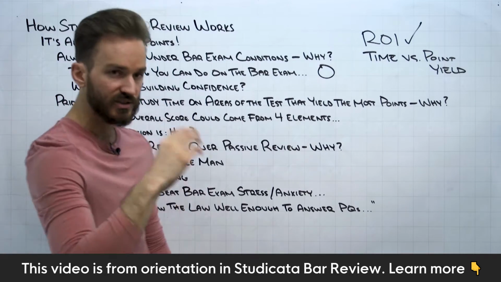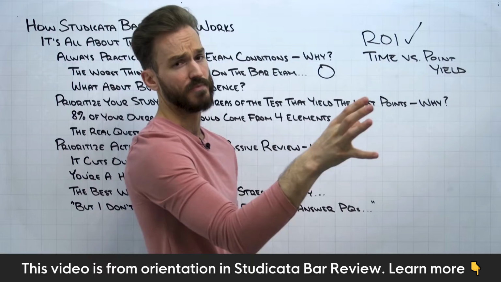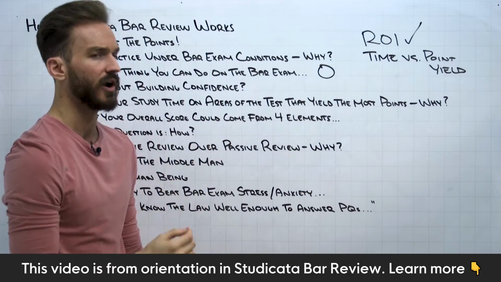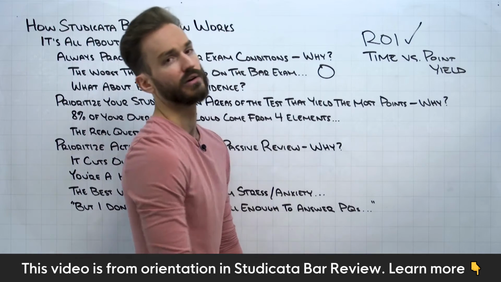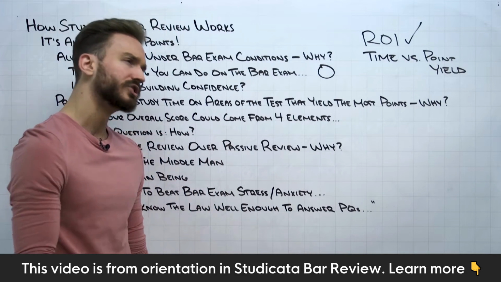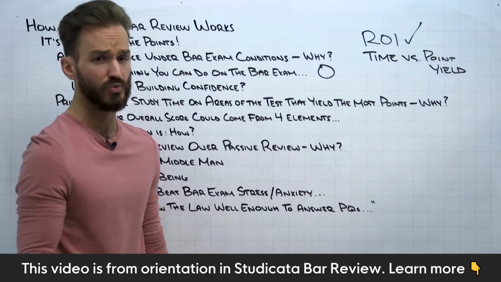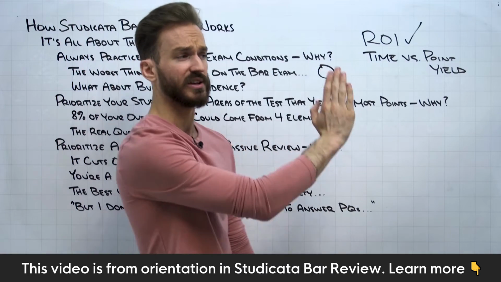Well, obviously the MBE is worth the most. You should probably spend the most amount of time there. The MEE is in the middle, probably in the middle. You want to spend your time there. MPT is at the bottom, right? It's only 20%. Also, notably, the MPT doesn't require knowledge of substantive law to do well, so it just requires less study time anyway.